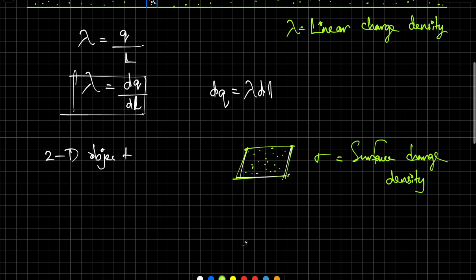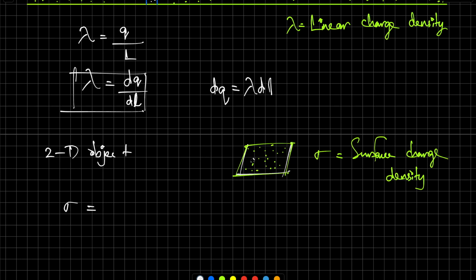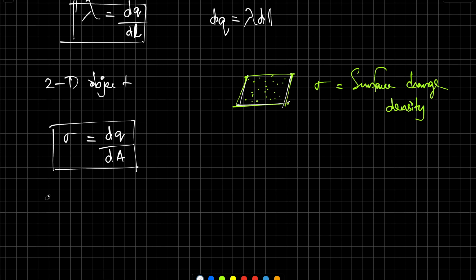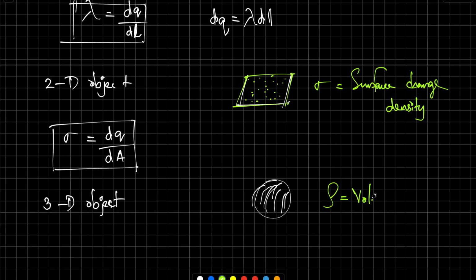How do you write the equation for sigma? Sigma is, consider a small area element here. The charge inside that area element divided by the area element dA. So sigma equals dq by dA. Okay, we can write the equation for a 3D object as well. Let's say sphere. This is a three-dimensional object, so we have to consider the volume. So I'm going to define volume charge density here, rho, volume charge density.